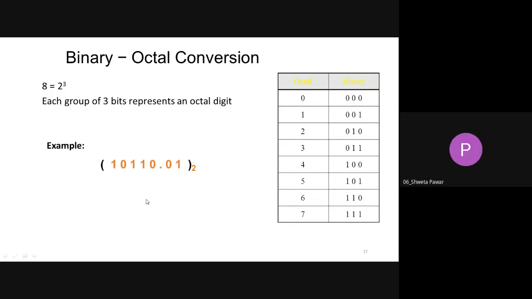Group of 3 bits. 26.1, very good. But here, just consider that the fractional point is given. So consider the fractional point, and the whole portion is considered first. The whole portion means from the fractional point to the right side and from the fractional point to the left side. For the left side, consider only 3 digits. Make a group of 3 bits and write down the equivalent decimal or octal number.